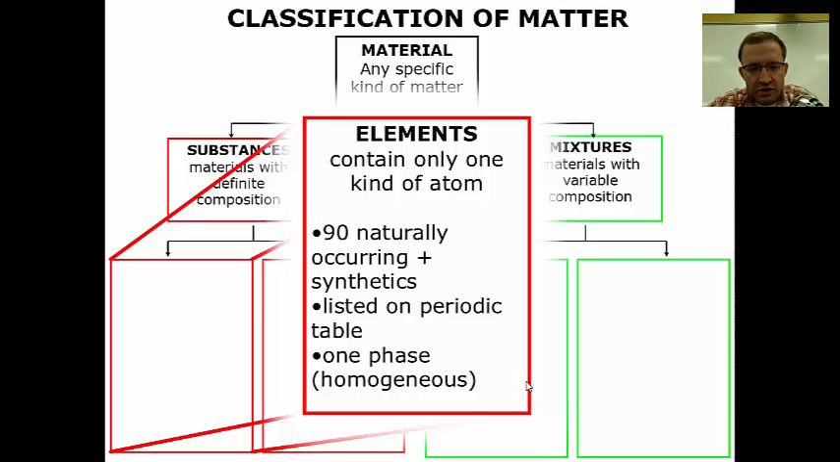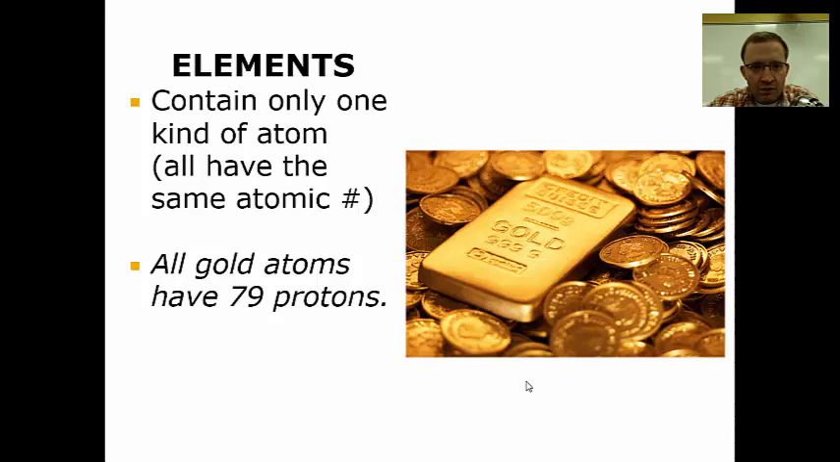You'll be hearing more on that term later, but these are homogeneous. Elements include things like gold, and when we say that they have only one kind of atom, we mean that they all have the same atomic number. You know on the periodic table that gold's atomic number is 79. That means that every atom of gold in that bar has 79 protons in it. That means one kind of atom only. Now this bar is labeled as 99.99% pure, so there's a little bit of something else in there, but for our purposes we're going to say that that's pure gold and every atom in there has 79 protons. That means it's an element.